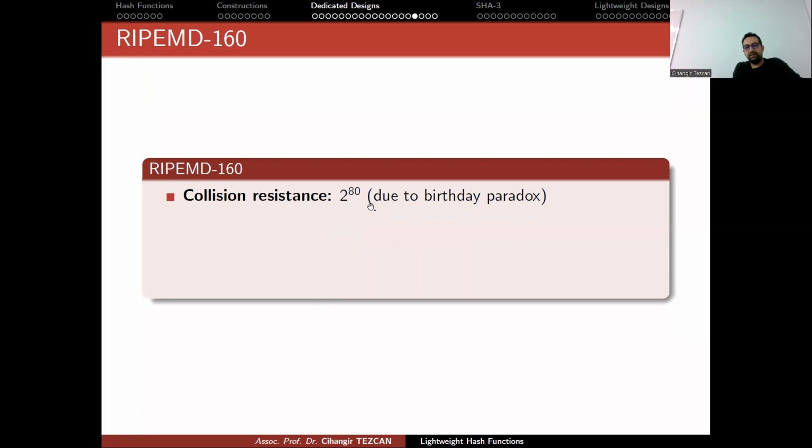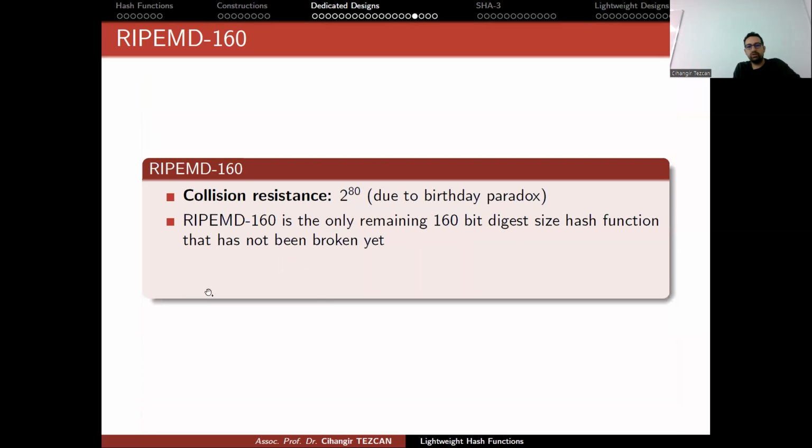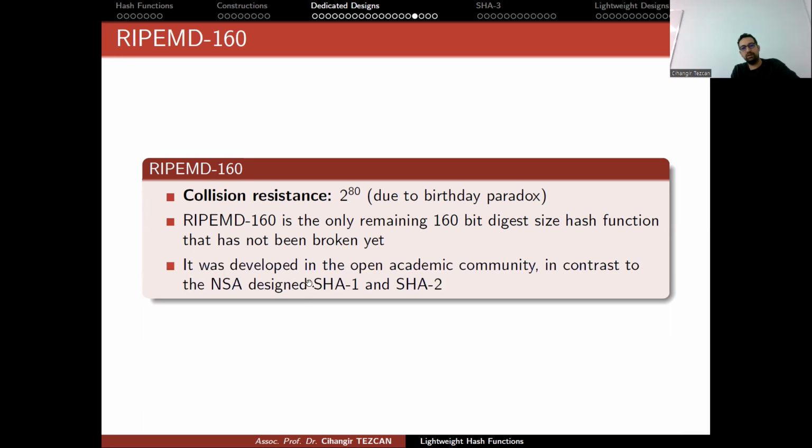So collision resistance is 2 to the 80 due to the birthday paradox, and nobody could find a collision. RIPEMD-160 is the only remaining 160-bit digest size hash function that has not been broken yet. It was developed in the open academic community, in contrast to the NSA-designed SHA1 and SHA2.